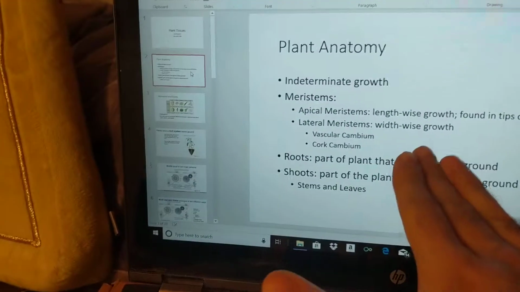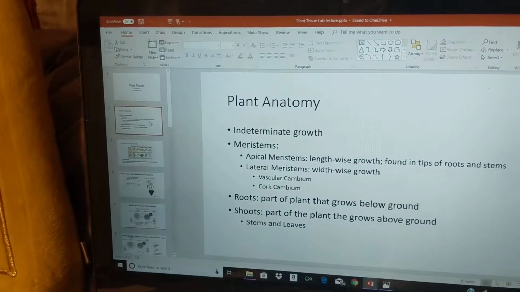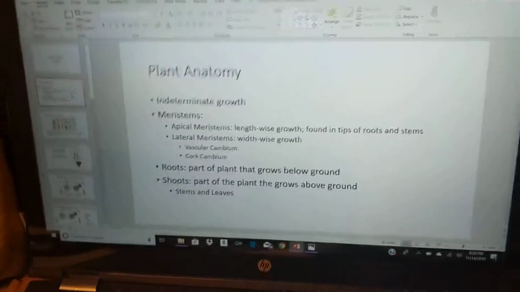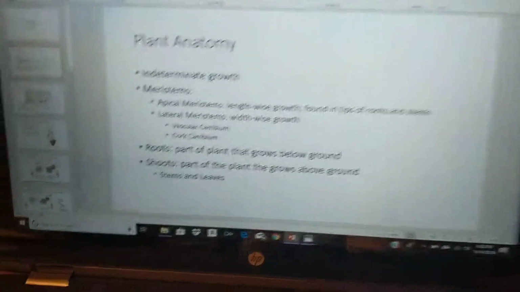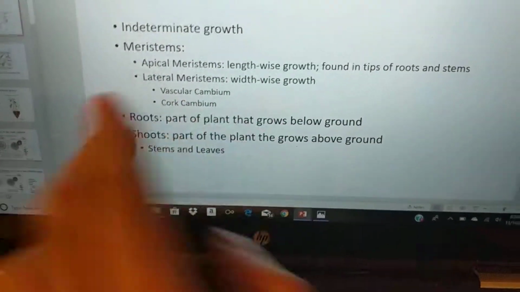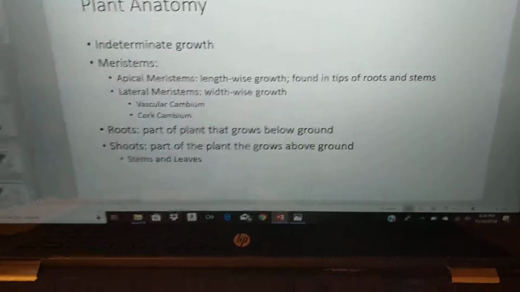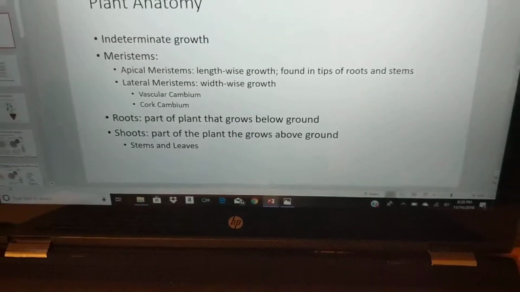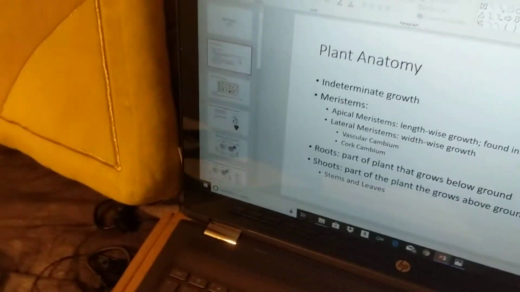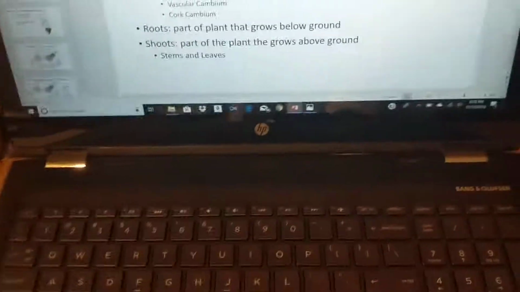Now, lateral meristem, lateral, think sides. That means the plant growing fatter, wider, thicker. And there are two for the lateral: the vascular cambium and the cork cambium. Vascular cambium has to do with making the stem thicker. Cork cambium has to do with growing the bark, the outer protection of the plant.